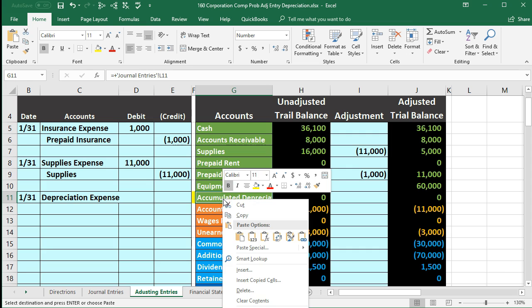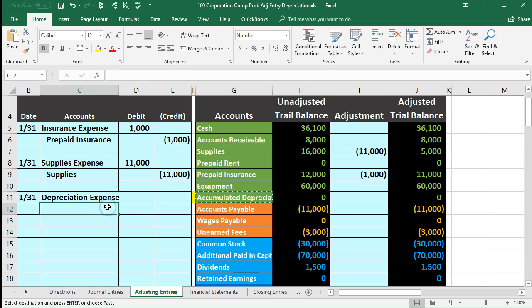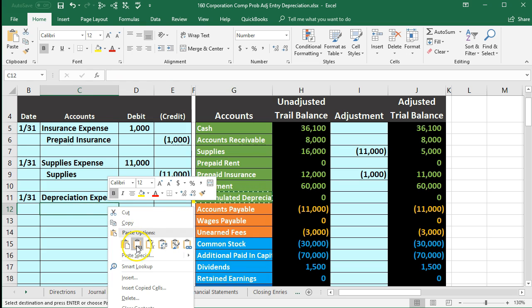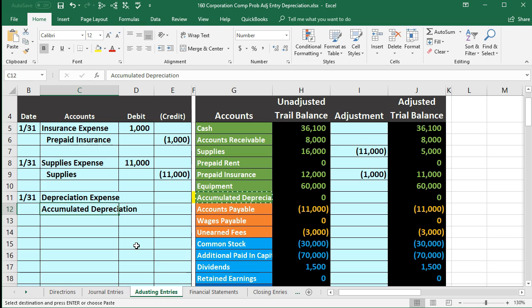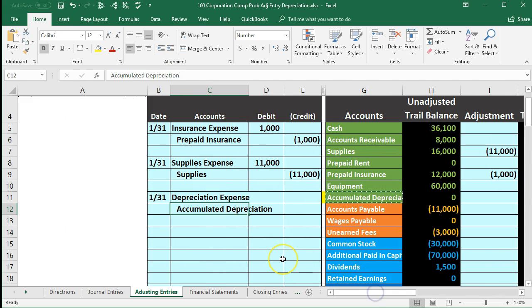So I'm going to right-click and copy this. Put that on the bottom in cell C12, right-click and paste 1, 2, 3. Going to do some formatting, just indent this, go into the Home tab, Alignment Group, increase that indentation. Now we need to know the amount. So that's going to take a little bit more explanation.